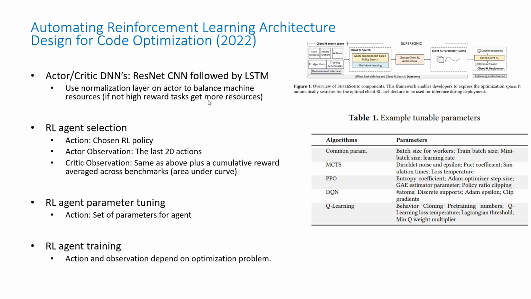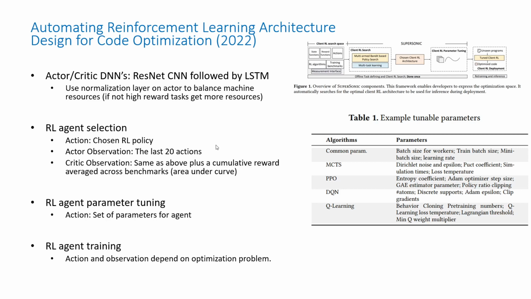And you can see this Supersonic framework as a hierarchical reinforcement learning problem, in which at the top you have the selection of the reinforcement learning architecture, then followed by the reinforcement learning hyperparameter optimization, and then the reinforcement learning training for the compiler problem itself. So for the top agent, the reinforcement learning agent selection, the action is going to be the reinforcement learning algorithm chosen, the policy. The observation is going to be the last 20 actions, and the critic observation is the same, but also including the accumulative reward across benchmarks.